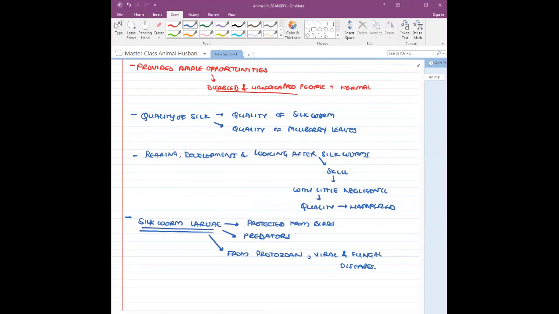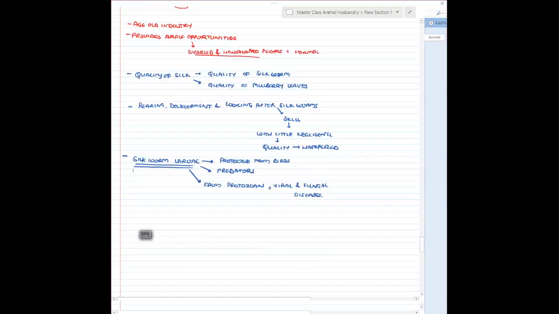And the main problem is that these are going to be living on the top of the trees. That is where the problem lies. So that's it. That is what we need to know with regards to your silkworm, guys. Everything that we need to know with regards to your sericulture.